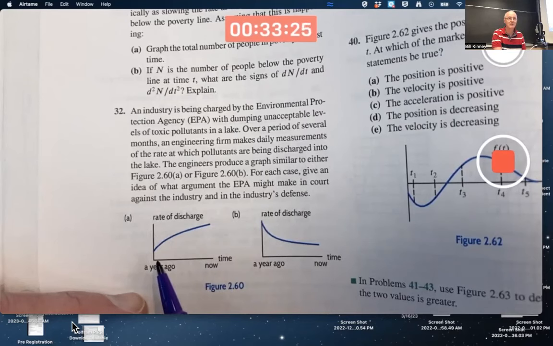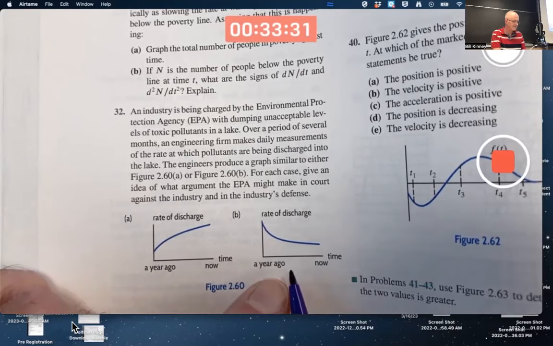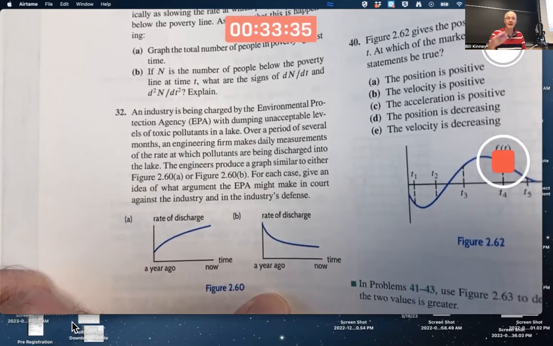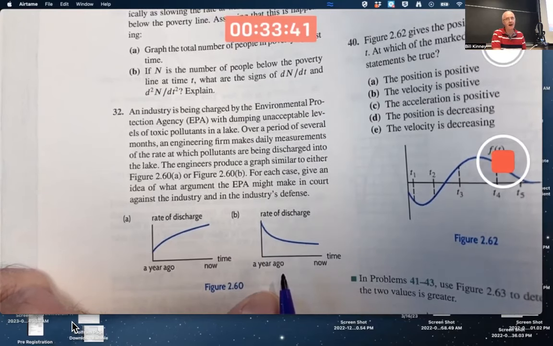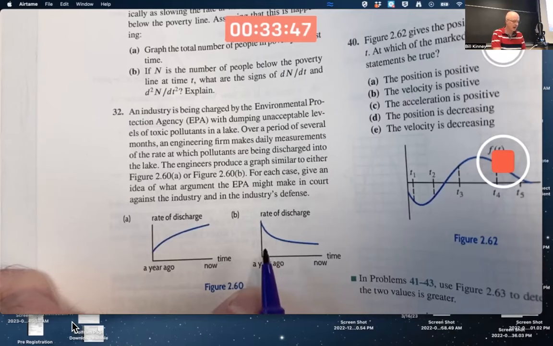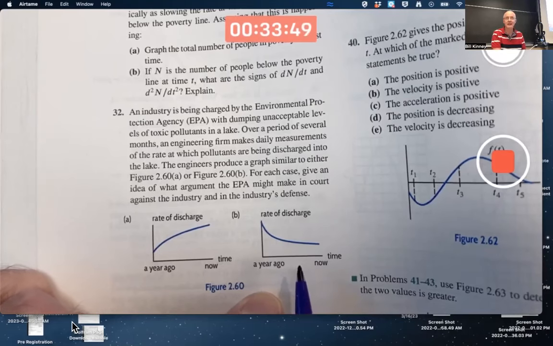Okay, if I just say these things verbally, tracking with me. Here, the rate of discharge is going down, so over time, there's less and less pollutants coming out. Against them, it's still positive, however. So the EPA would say, hey, they're still polluting. But in their defense, the rate of discharge is going down. It's less and less pollution over time.